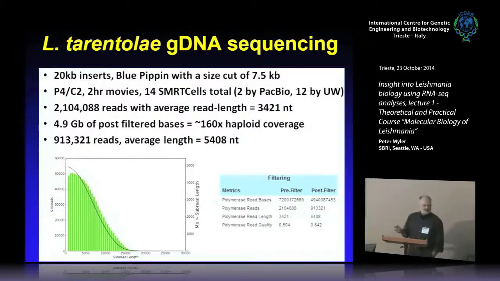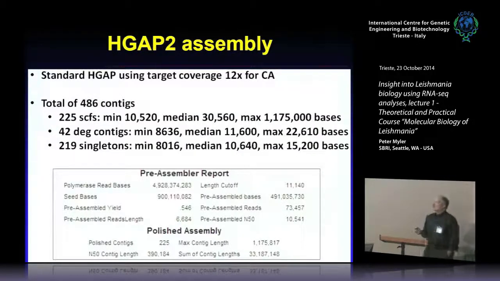Filtered them to get rid of the ones that aren't really all that good, and threw out about half of them. So we ended up with almost 1 million reads with an average read length of 5,400 nucleotides. And then assembled those using an assembly program called HGAP, and it has a lot of parameters that you can fiddle around with.